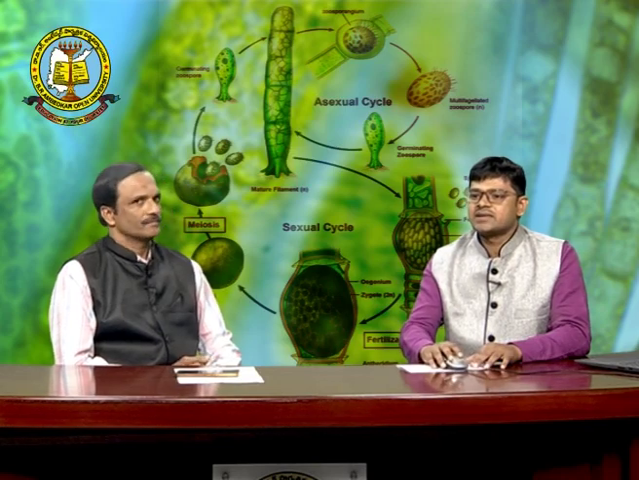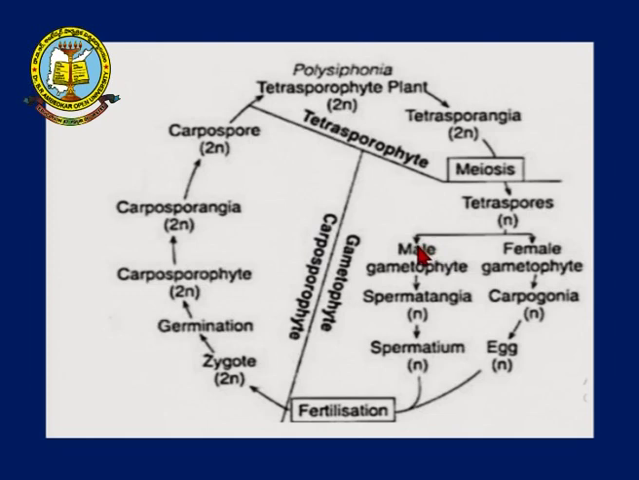Let's see the life cycle. Here first is the gametophyte; it is dioecious, male and female separate. The male produces spermatangia, and the female produces carpogonia. In the spermatangia, spermatia develop, and in the carpogonium's swollen structure is the egg, or female gamete. Due to fertilization, the zygote develops as a carposporophyte. In the carposporophyte, carposporangia produce carpospores, which are diploid.